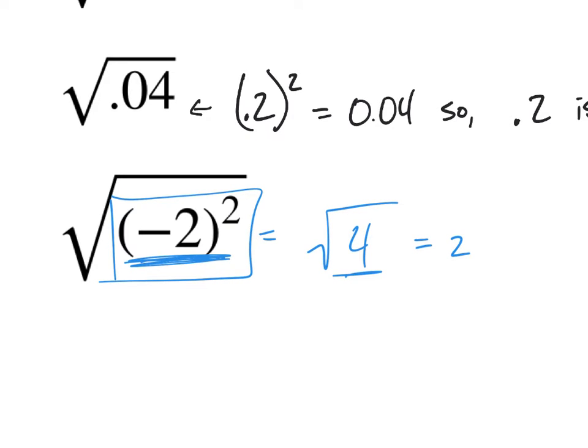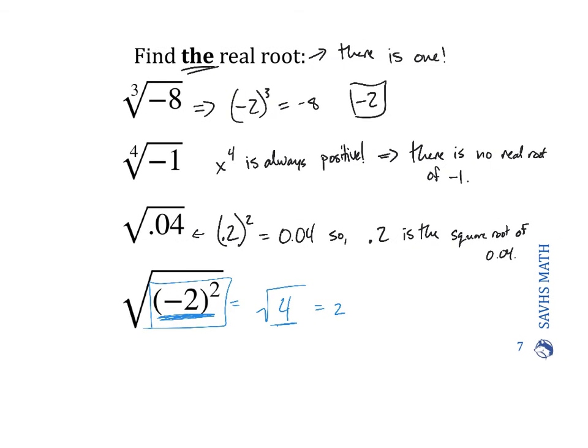So the square root of 4 is 2. You might be feeling like, okay, wait, this should say negative 2. But remember, we're dealing with the principal square root. And so the principal square root of 4 is 2. The principal square root of negative 2 squared is also positive 2.